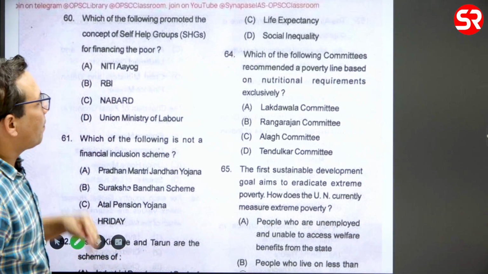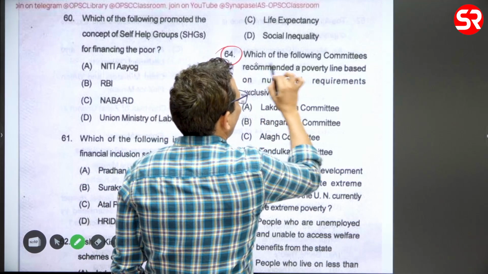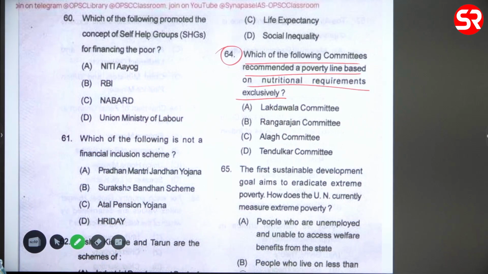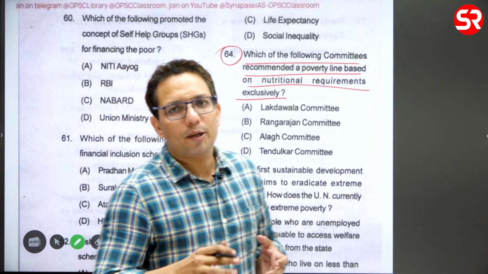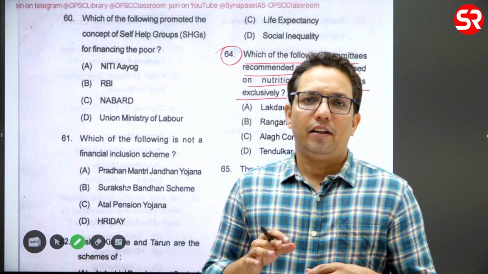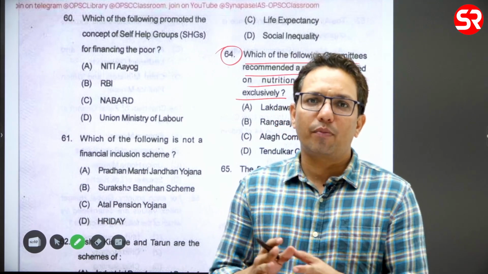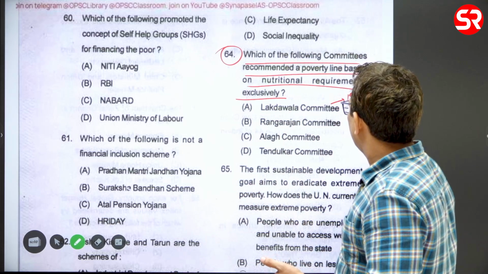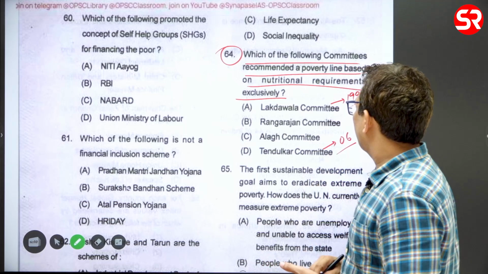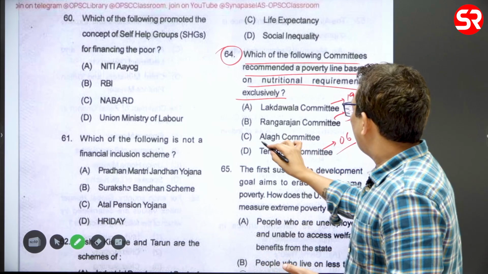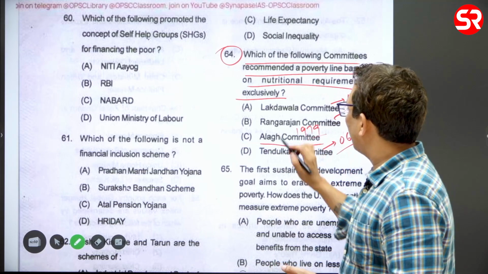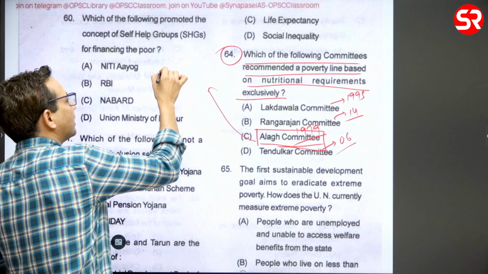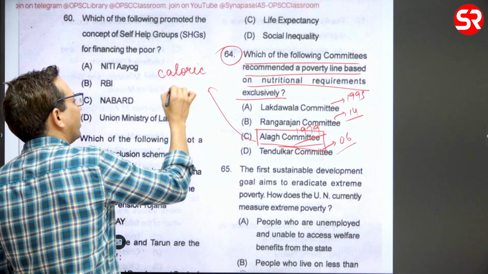Yeah. So which of the following, 64th question? Which of the following committees recommended a poverty line based on nutritional requirement exclusively? Look, how do we calculate poverty in India? In India's case, poverty is calculated by expert committees which are set up by a planning commission from time to time. Like you would have heard about these names. Lakdawala committee set up in 1993. Then the Tendulkar committee set up in 2006. Rangarajan committee set up in 2014. Alagh committee set up in 1979. Alright. So it was Alagh committee which brought the concept of caloric requirement, minimum caloric requirement.